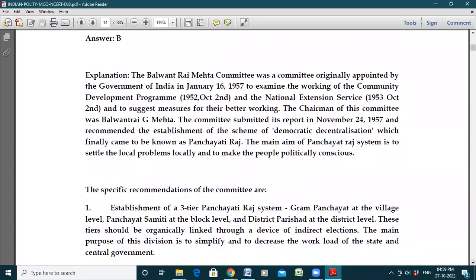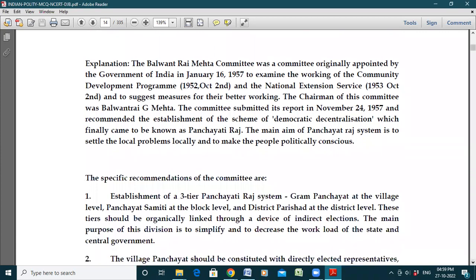Balwant Rai Mehta Committee was a committee originally appointed by the Government of India on January 16, 1957 to examine the working of the Community Development Program and the National Extension Service and to suggest measures for their better working. The chairman of the committee was Balwant Rai Mehta. So that's why they submitted the report on November 24, 1957 and recommended the establishment of the scheme of Democratic Decentralization, and finally it came to be known as Panchayati Raj.